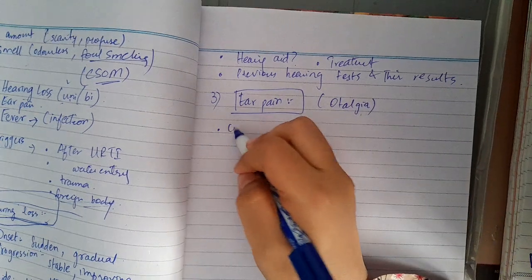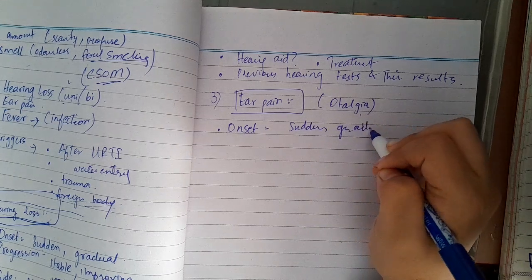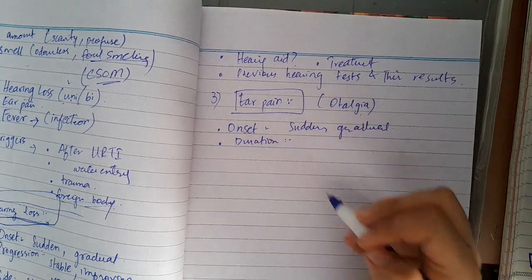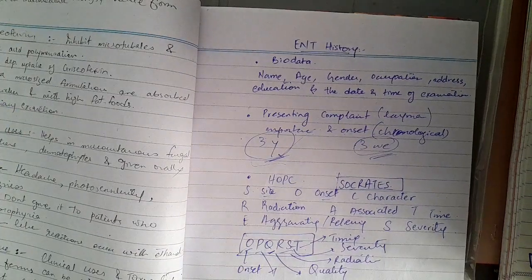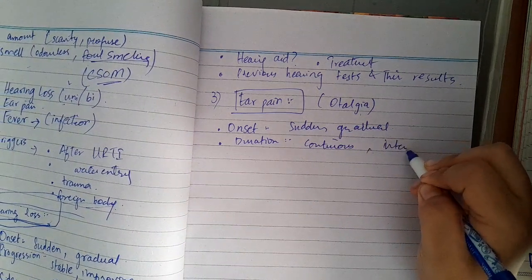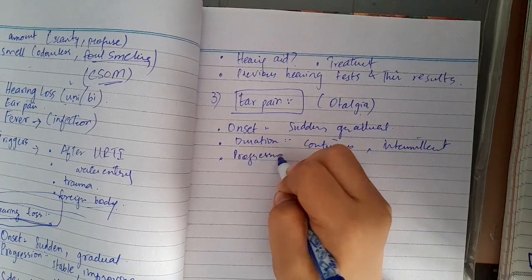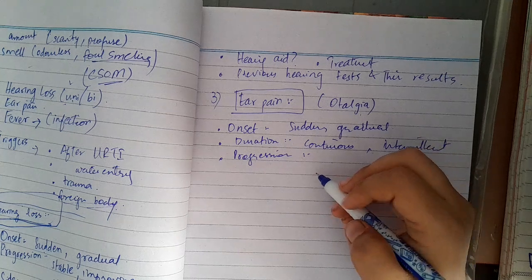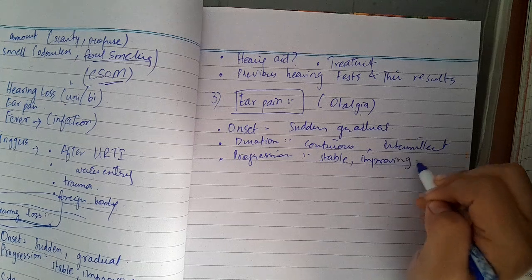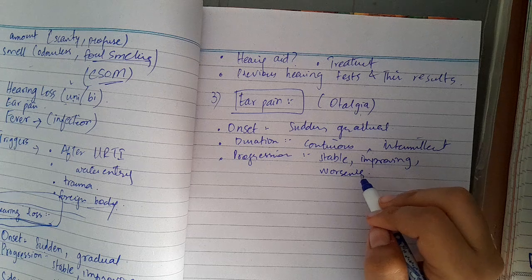First you will ask about the onset. Was it sudden or gradual? Okay, sudden or gradual. Then you will ask about the duration. Okay, what comes in duration? We discussed over here whether it is continuous, does the pain occur continuously, or is it intermittent. Then you will ask about the progression. If the person has had pain since the last 3 months, you will ask whether the pain is stable, improving, or worsening. Okay, you will ask about the progression, right?